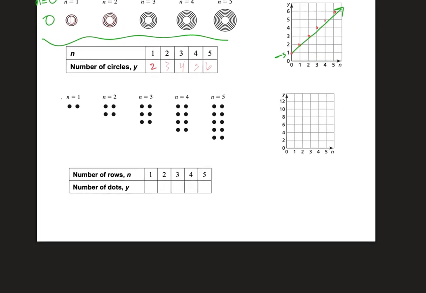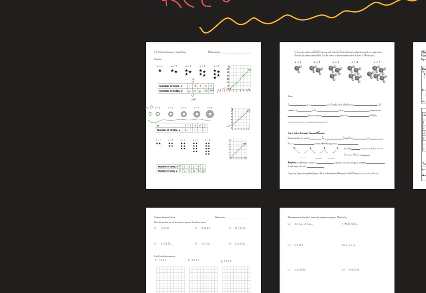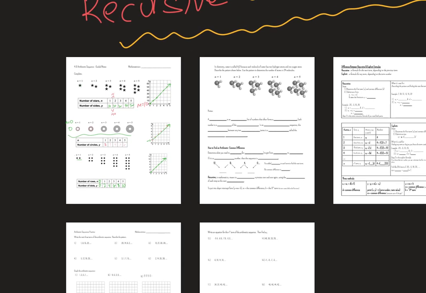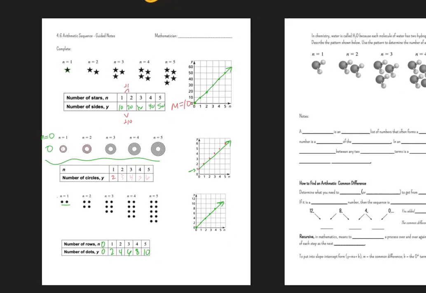Similarly here, number of rows n, so this is 1 row. How many dots is there? Well, that's 2, 4, 6, 8, 10. Again, the 0th term would be 0. You have 0 rows, would look like that. So again, we have this thing. Right. Okay. So that was 2 minutes of saying, hey, we're building a case here for slope.